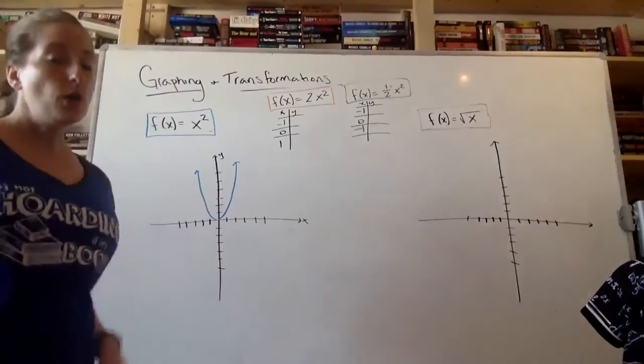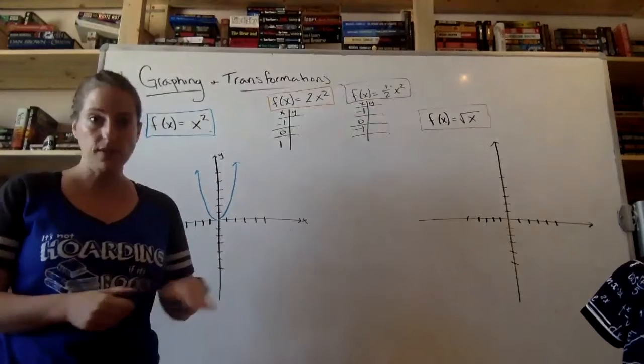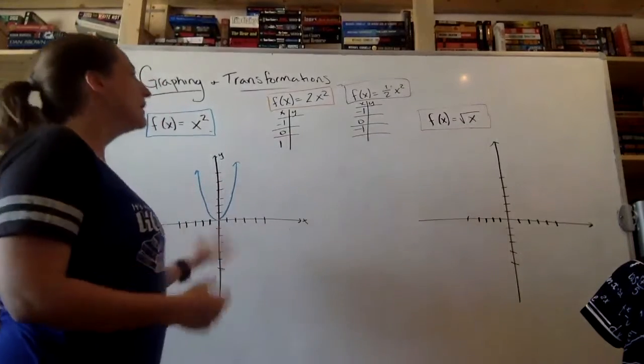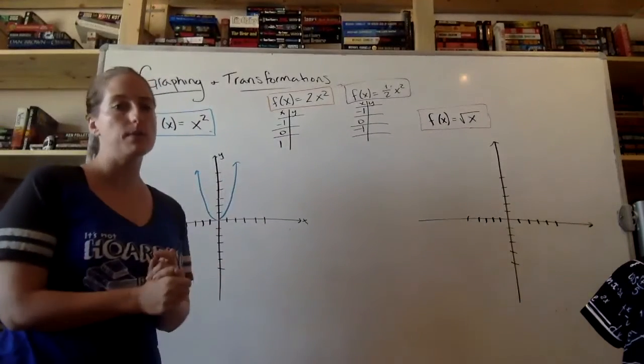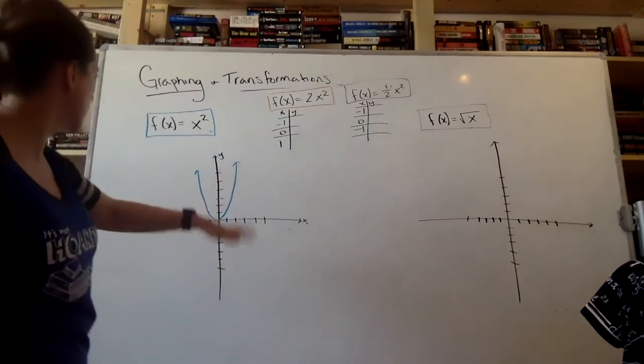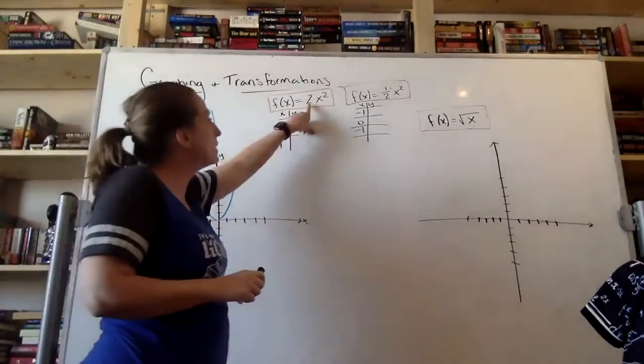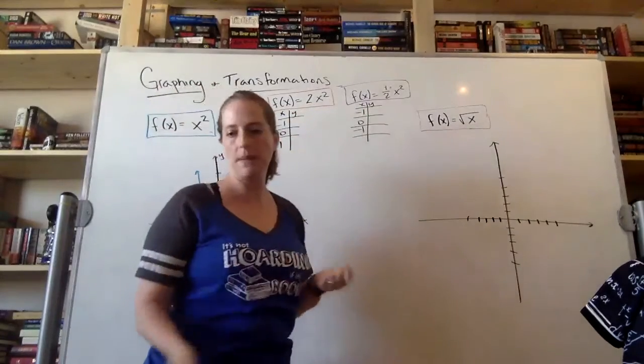Okay, so we've looked at reflections, x-axis and y-axis. We've looked at shifts, horizontal and vertical. Now we're going to look at stretching and compressing our function. To do that, we're going to again go back to our good old f of x equals x squared. And we're going to start by looking at what happens when we multiply by 2 and multiply by 1/2.